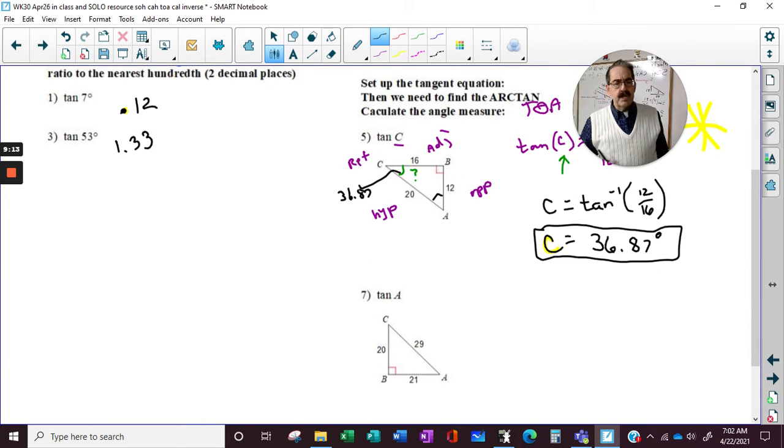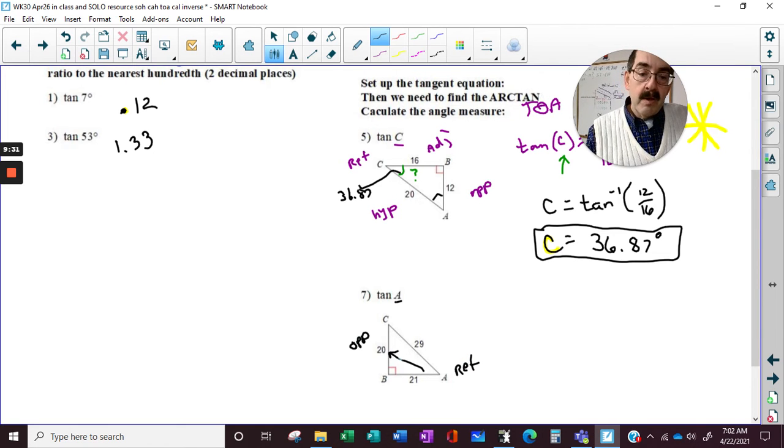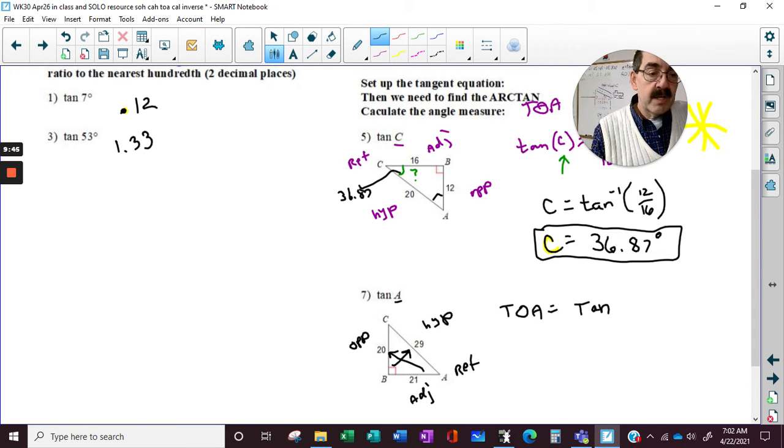Everybody, tangent A. Locate, label, write the equation. Go. All right, here we go. Here's the REF, the reference angle, where we're starting. We go across and we label the OPP. We go from the 90, and that's always the HYP, and that leaves the adjacent. We know that we're looking for TOA, the relationship of the tangent of A is equal to the OPP over the ADJ.